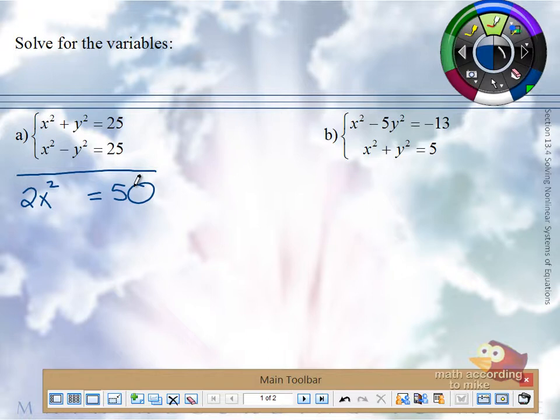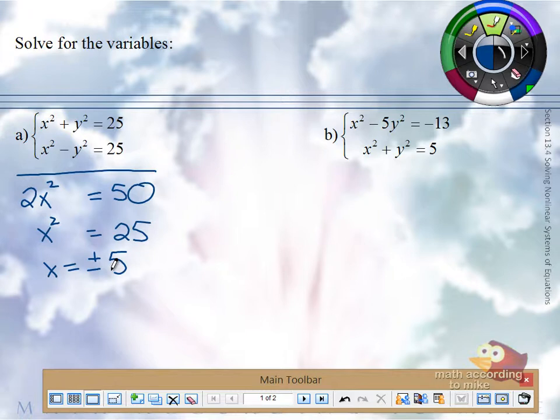Once you get down to one variable, you're going to solve for that variable. How are we going to solve for x? Divided by 2. Then what? Take the square root of both sides. 5. Somewhere a unicorn just died. Plus or minus 5. We'll never be able to bring that unicorn back. So sad.